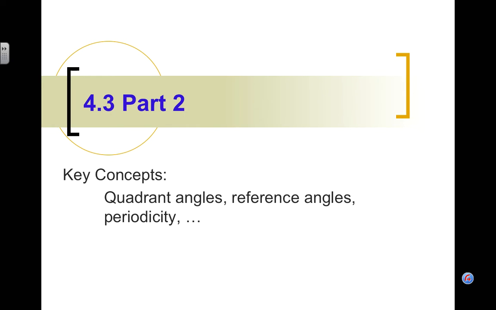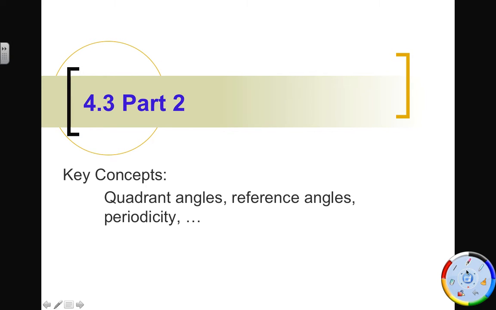Okay, welcome everybody to the second half of 4.3. Key concepts today are quadrant angles, reference angles, and periodicity. And really the big goal today is to be able to look at this problem and quickly evaluate sine, cosine, and tangent of certain things.